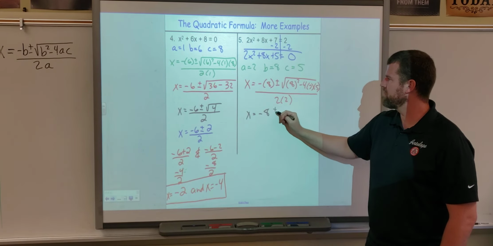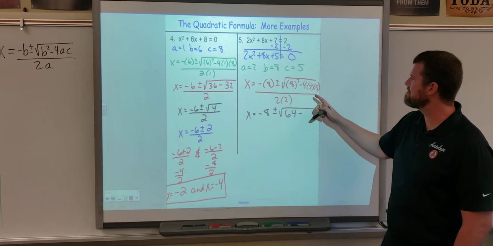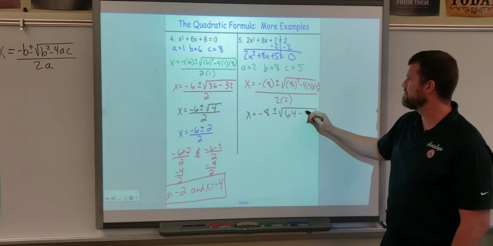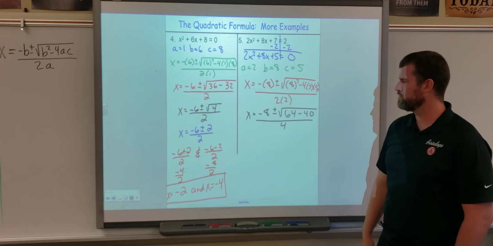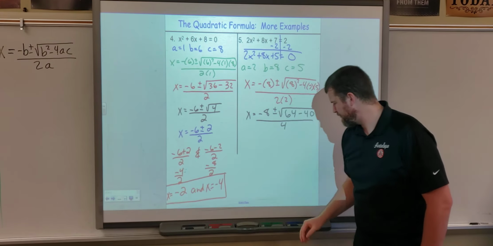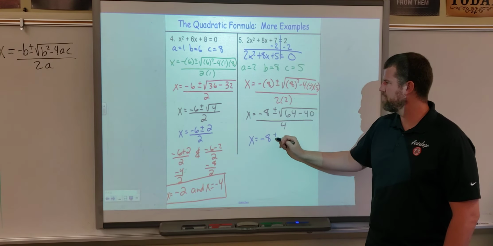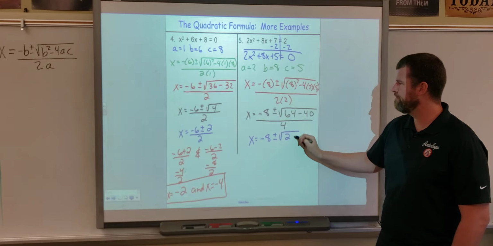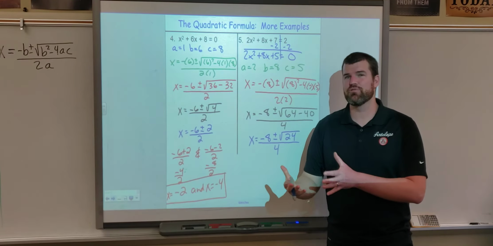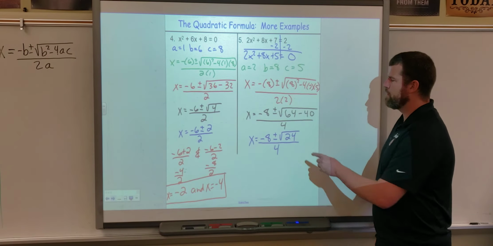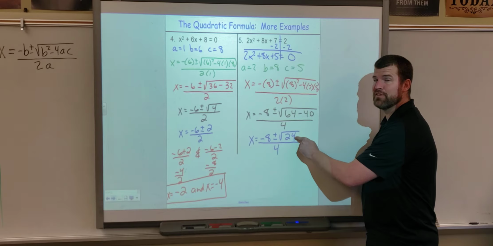Negative 8 plus or minus the square root of 64 minus 4 times 2 times 5 is 40 all over 2 times 2, which is 4. Simplify some more. Negative 8 plus or minus square root of 24. And then this is the part where sometimes people start making more mistakes. But remember, we never reduce what's in the square root, but we can simplify it.